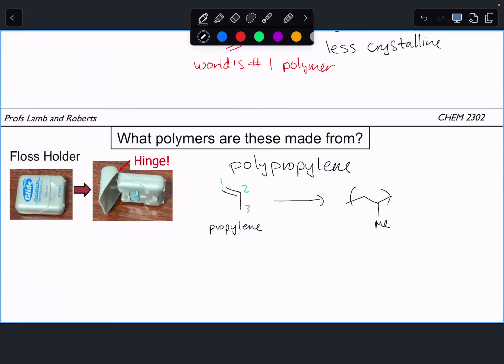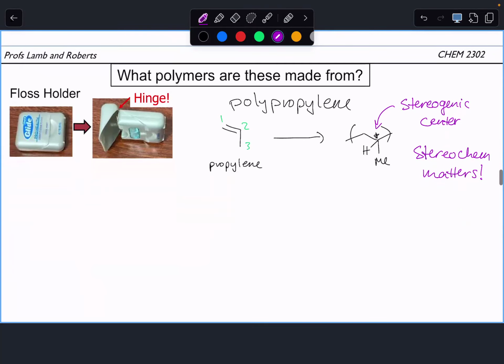Okay. So the cool thing about this actually is that we have generated a stereocenter right here, because there's also a hydrogen there, right? So here, this is a stereogenic center. And stereochemistry matters a lot. Again, we've talked about stereochemistry in this class. Stereochemistry can matter. It definitely matters in this case.